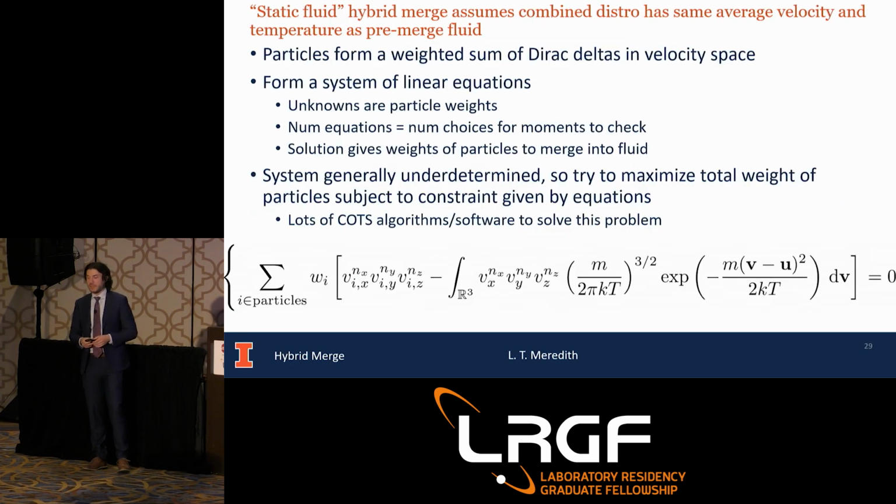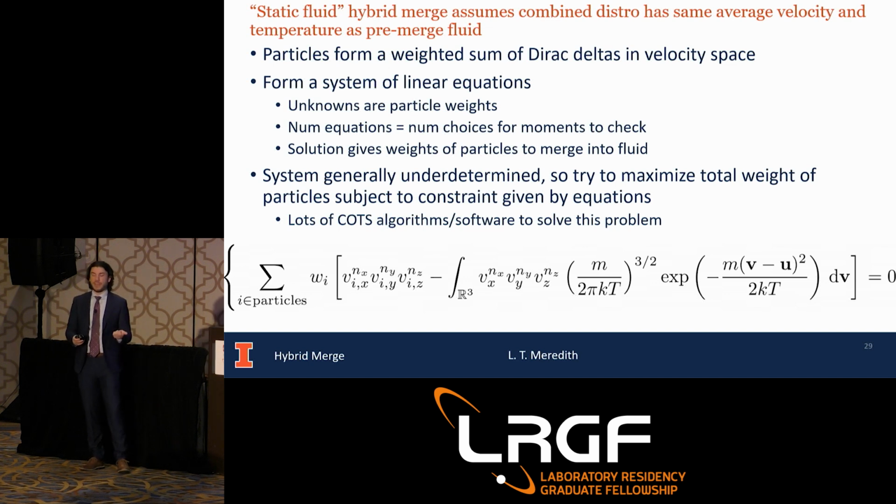So at this point, there are two things that we can do. What I called the static fluid method assumes that the combined distribution has the same average velocity and temperature as the pre-merged fluid. Essentially, this imposes the constraint that merged particles are just going to scale the pre-merged fluid density up, and it's not going to shift it around in velocity space or perturb it.